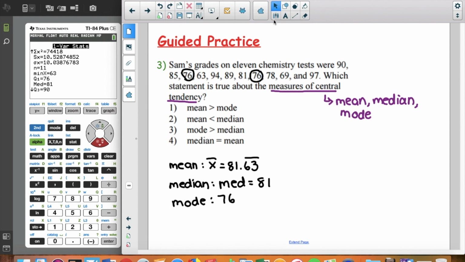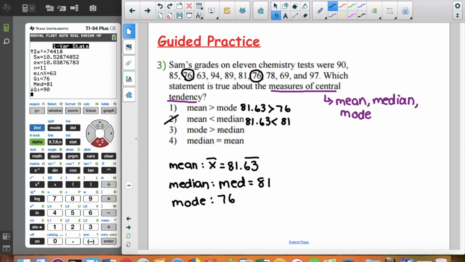So now let's look at what our answer choices say. This says that the mean is greater than the mode. So the mean was 81.63. This is saying that that number is greater than the mode, which is 76. So yeah, that's true, but I do want to go over the rest of the answer choices since it's the first time seeing this. This says that the mean is less than the median. Mean is 81.63. It's saying that that's less than 81, and it's not. So 2 is not true.